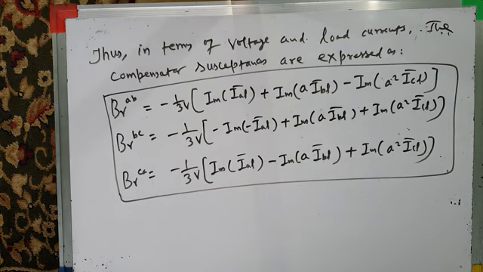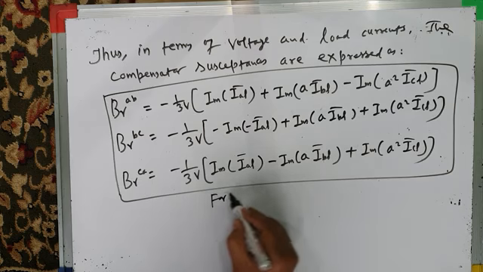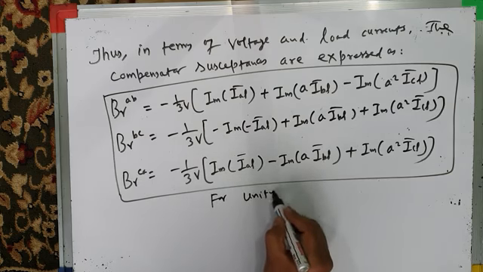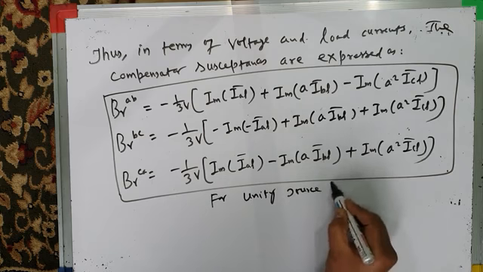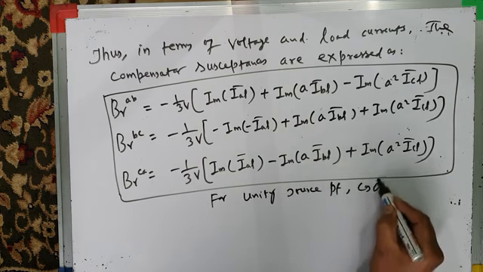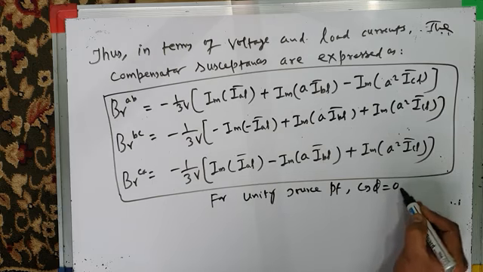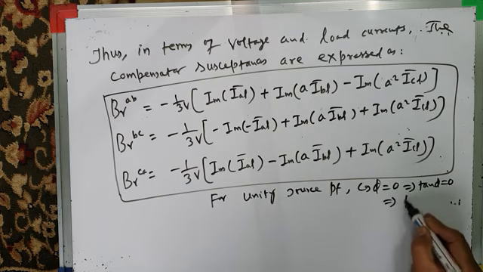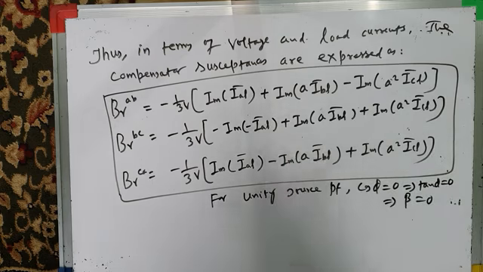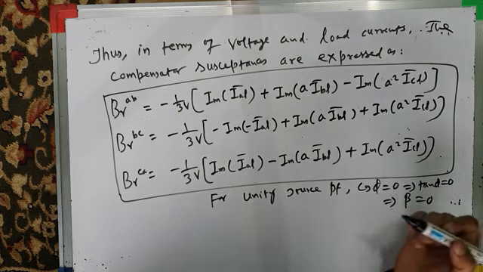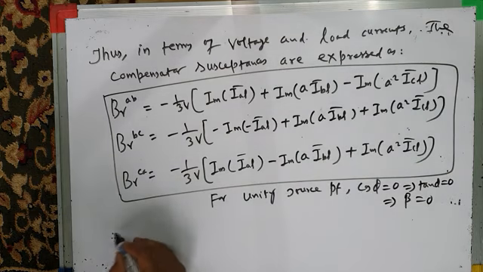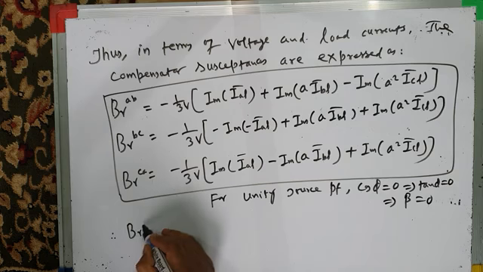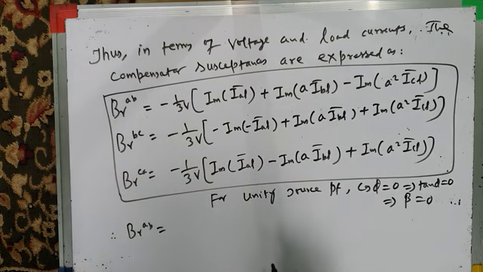Okay. So for unity source power factor, if you want unity source power factor, what should be cos phi? Cos phi should be 0, which means tan phi is also 0, which means beta is equal to 0. Put beta equal to 0 in these equations and you will get unity power factor. Therefore, these equations will be modified. B gamma AB is equal to, where is the beta?